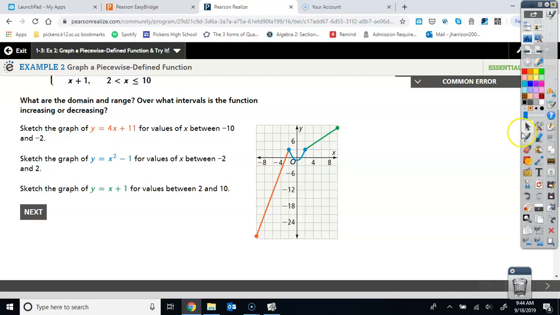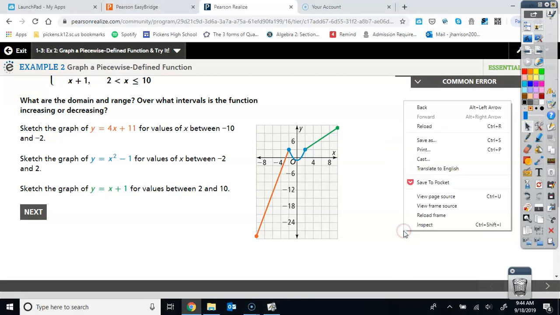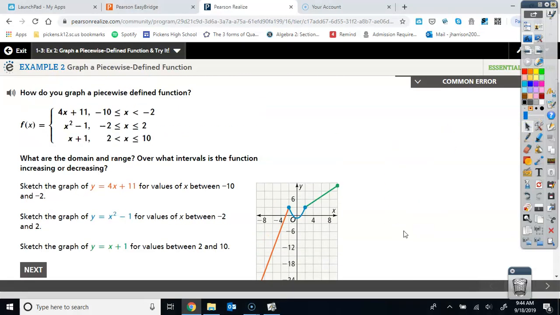So the domain, remember, the domain that you see right over here in our piecewise function, is telling me from here to here, this is what the graph is doing. From here to here, this is what the graph is doing. From here to here, this is what the graph is doing. That's what all these little pieces right here are telling me.